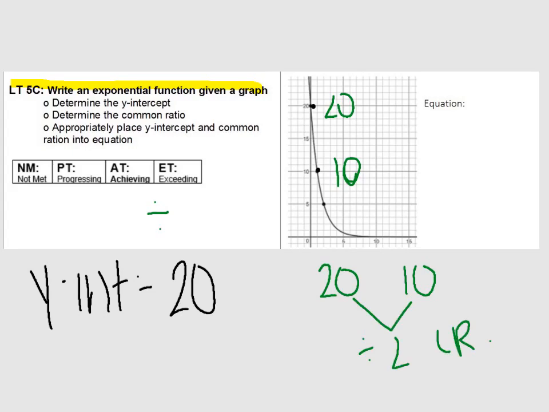So now I'm going to write the equation. Y equals what my y-intercept was, which was 20. My numbers are getting smaller from left to right, so it is dividing, we said. And 20 divided by 2 is 10, so my common ratio is 2. Don't forget your raised to the x. Now let's look at two other examples.